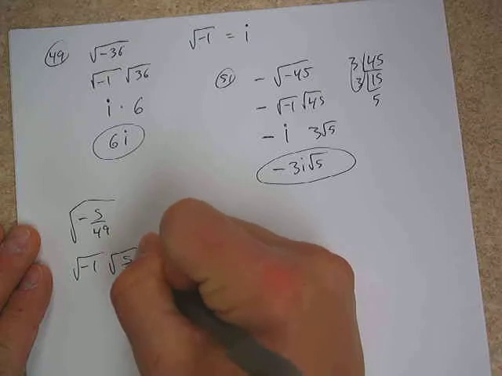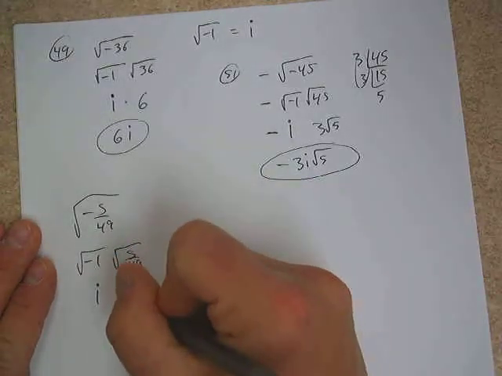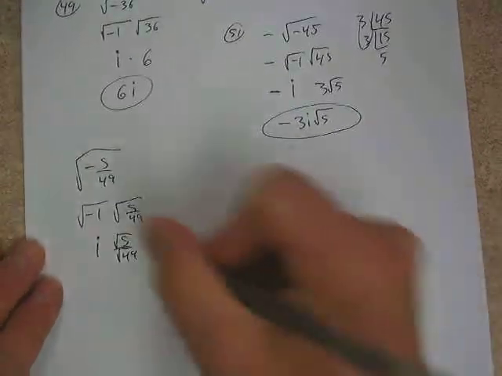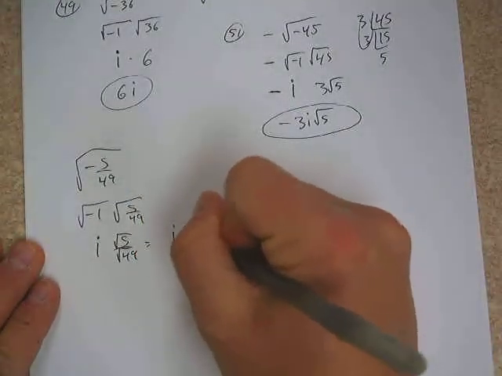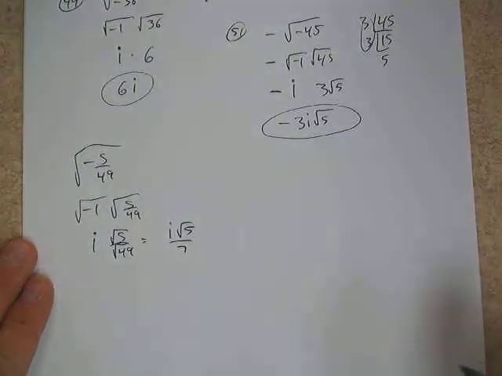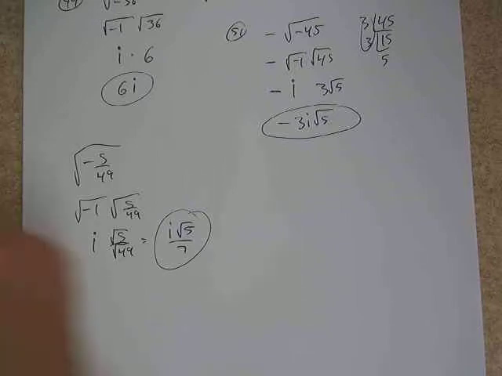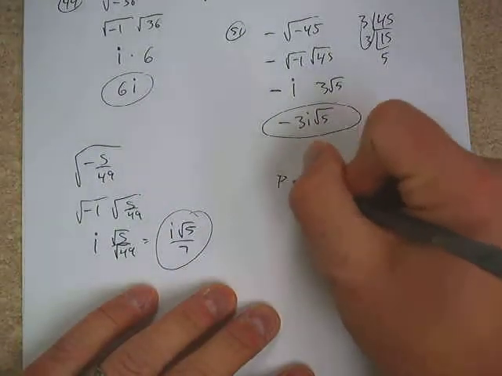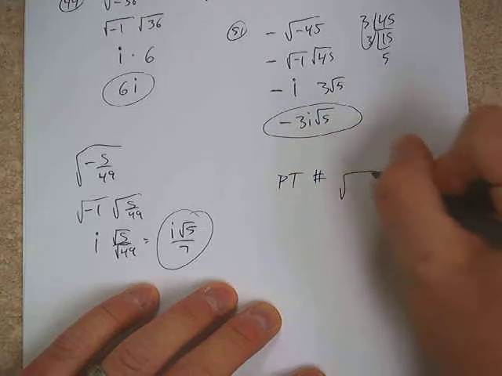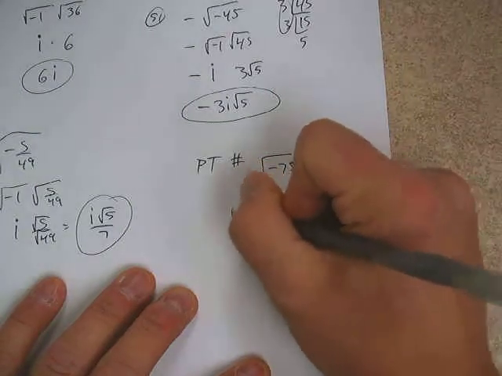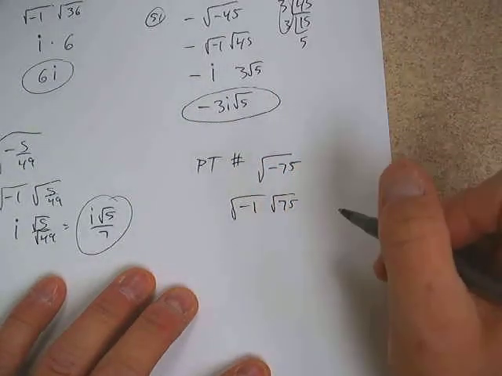If you look at number 53, we got negative 5 over 49. If we wind up with a fraction under there, we're going to handle it the same way that we did previously, except we're going to take that negative 1 out of there first. And that's, of course, going to become our i. And then we'll separate the top and the bottom, the 5 and the 49. And we're ultimately going to end up with i radical 5 on the top, 7 on the bottom. And that'll do it.